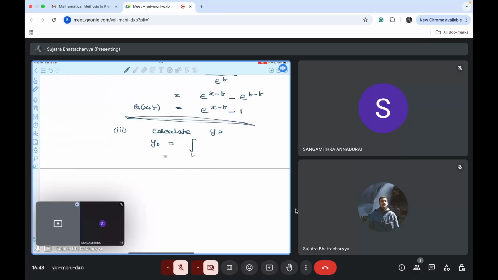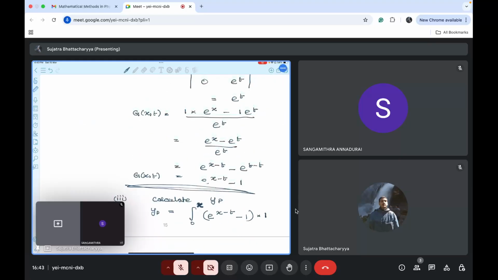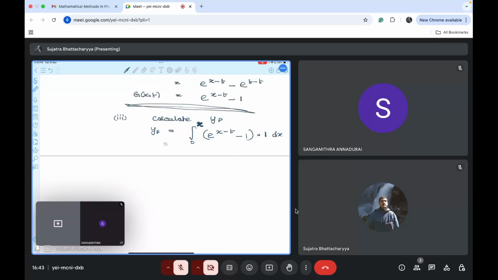So it will be the integral from 0 to x, because y at 0 is 0, so the zeroth value is the lower limit, up to x. So e to the power x minus t minus 1, into f of t, which is 1, dx. Solving this is easy, you can do it very easily. So integral from 0 to x, e to the power x, e to the power minus t, minus the integral from 0 to x.